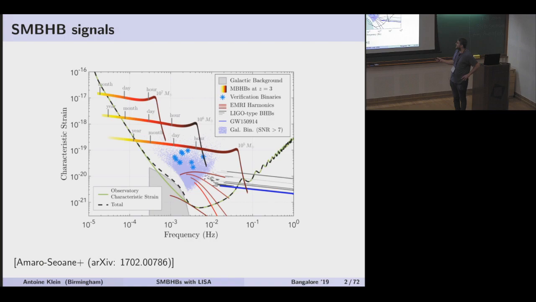Right, and finally we have LIGO type binary black holes. Early in their inspiral, they will also be present in the LISA data. It goes typically up to 1 hertz. Those are traces of the frequency evolution of the strain of the signal. So a few of those will also be detectable by LISA early in the inspiral.